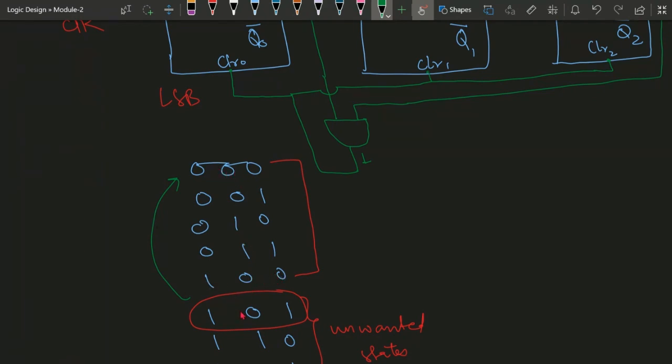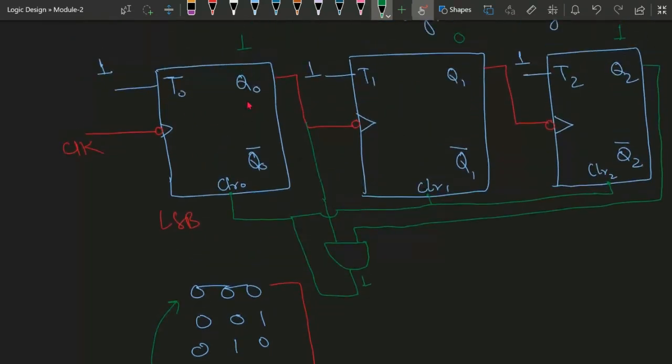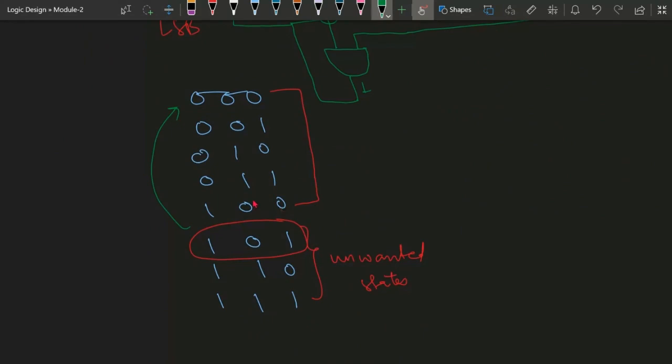It will not stay at 5, because as soon as it goes to 5, the clearing condition will be satisfied. The AND gate output will be 1 here, and this 1 will clear the output. So the output will become 0, 0, 0. This is how the asynchronous type of counters are basically designed.